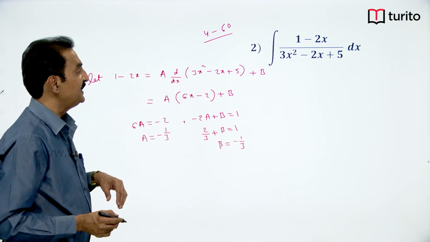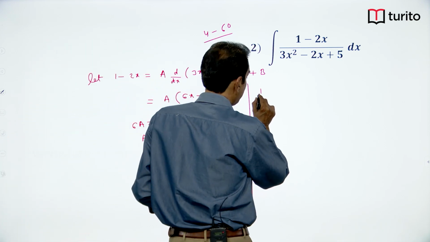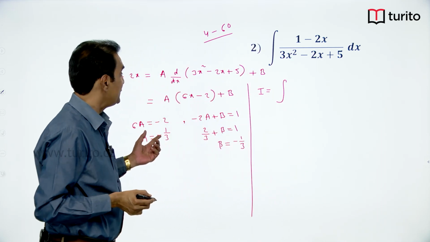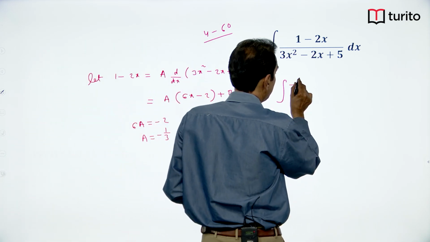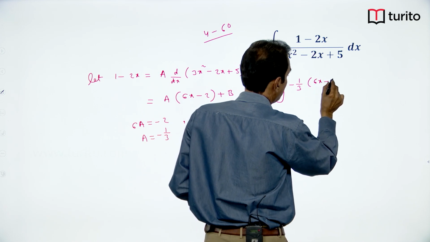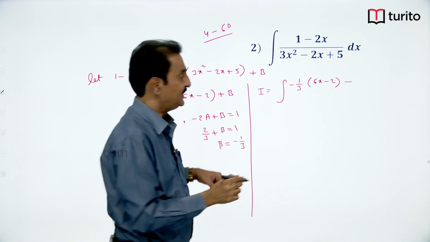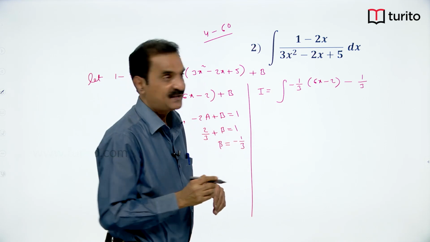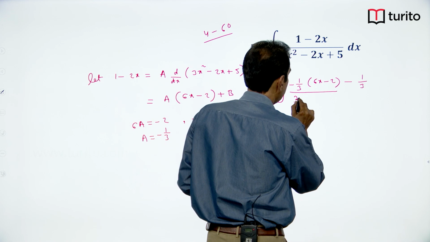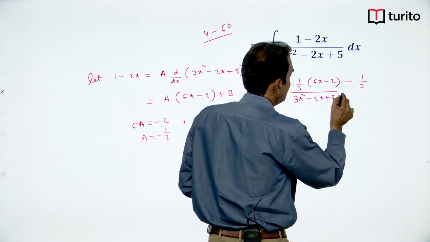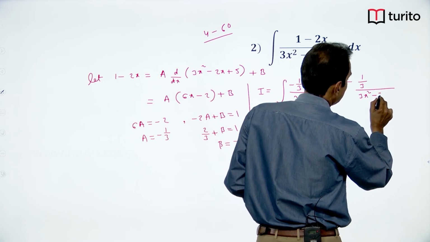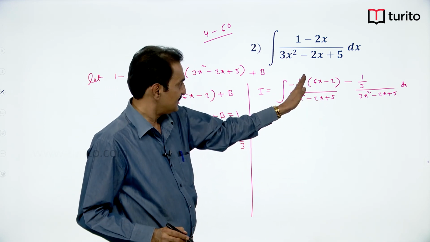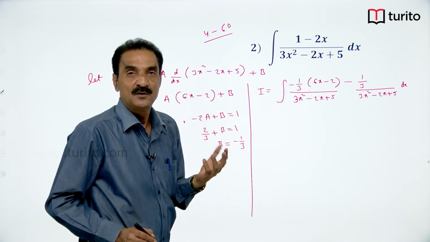Okay. After calculating a and b, I is equal to, every time I is the given integral, I is equal to integral minus 1 by 3 into (6x minus 2) plus b, b is minus 1 by 3, minus 1 by 3 by the denominator. I will directly separate them, separate the denominator: this by 3x square minus 2x plus 5 and this by 3x square minus 2x plus 5, dx. First one is f dash x by fx. If you separate minus 1 by 3, remaining will be f dash x by fx. What is the integral? Log mod fx.